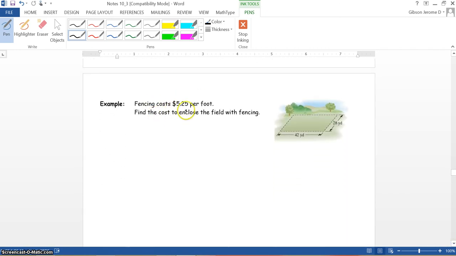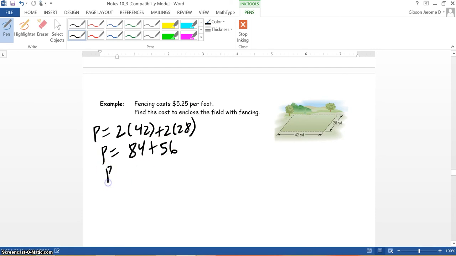Now it says here, fencing costs $5.25 per foot. Find the cost to enclose the field with fencing. So here we have a rectangle. So we have perimeter is equal to 2 times the length is 42. And the width here is 28. 2 times 42 is 84. 2 times 28 is 56. So the perimeter is 140.